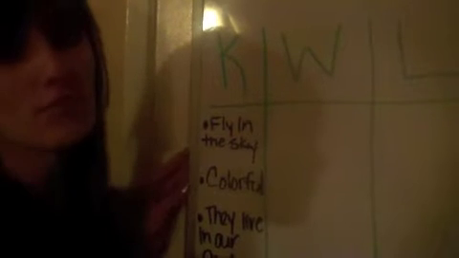So the next section we're going to complete before the unit, which can also be filled in throughout the unit as questions arise, is the W section. In the W section, you will ask the students what they want to learn throughout the unit. Can anybody give me an example of a monarch butterfly question that they would like to learn throughout this unit? Where do they live? Wonderful question.